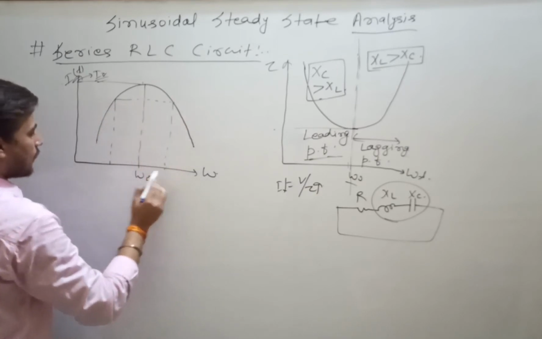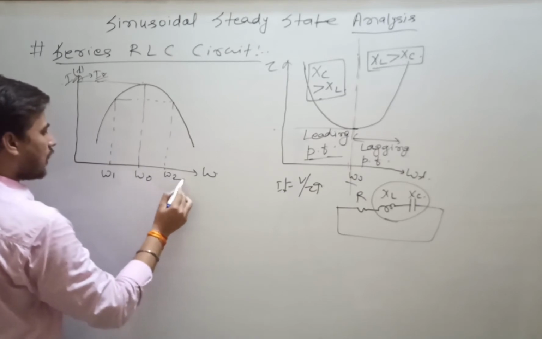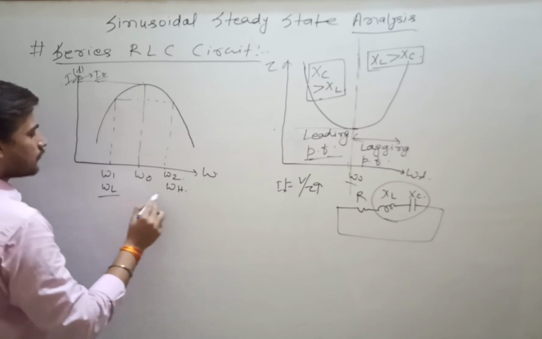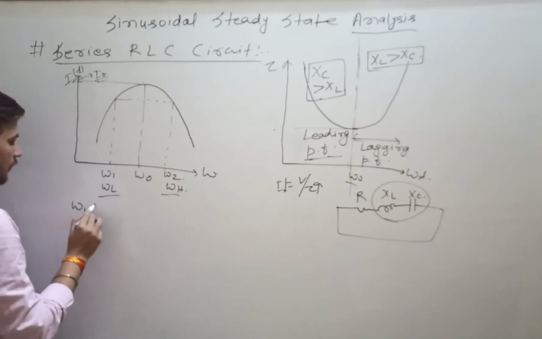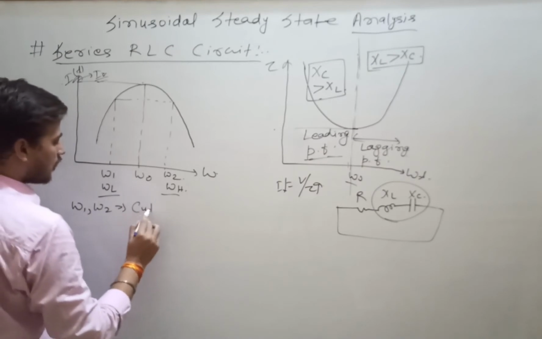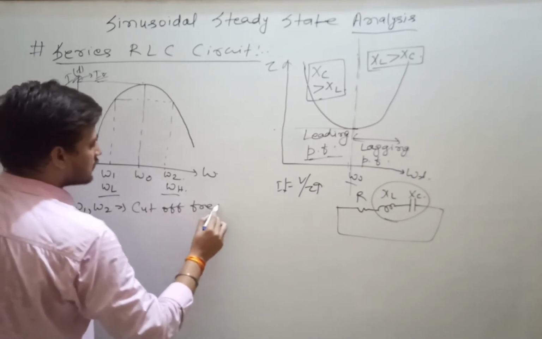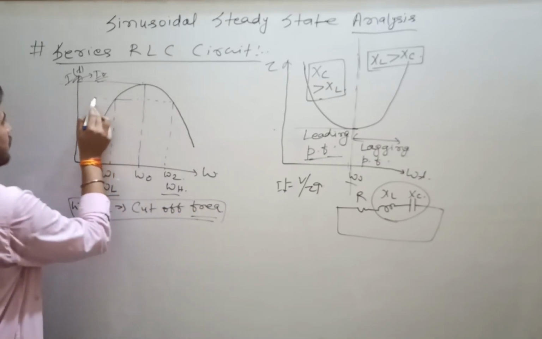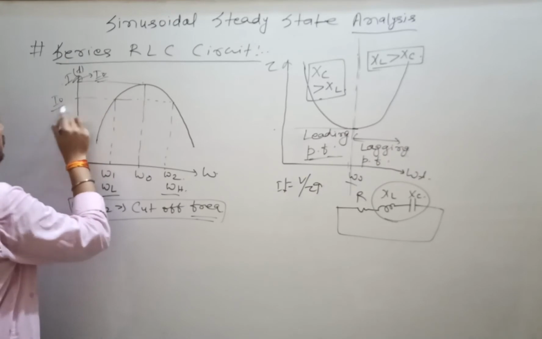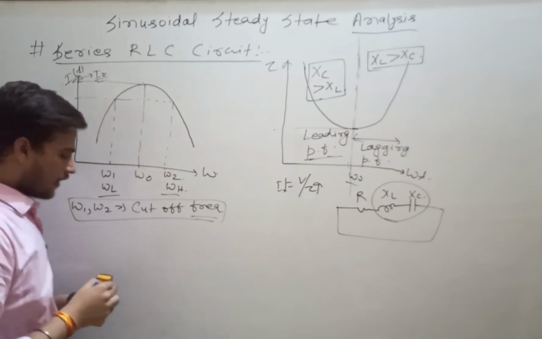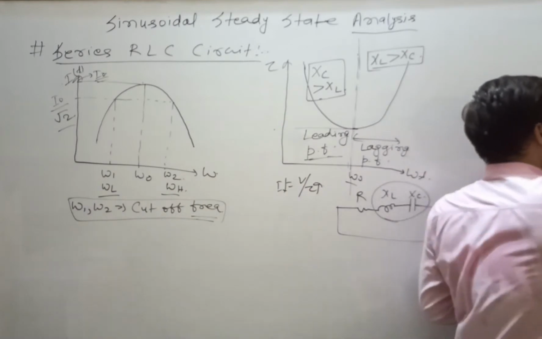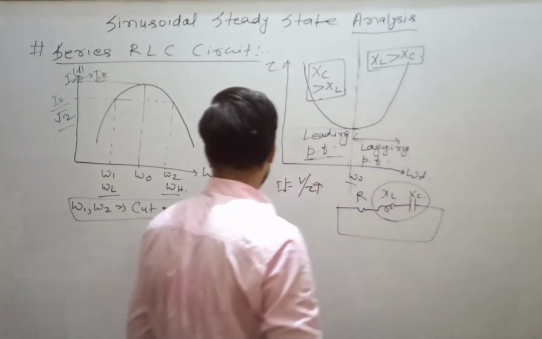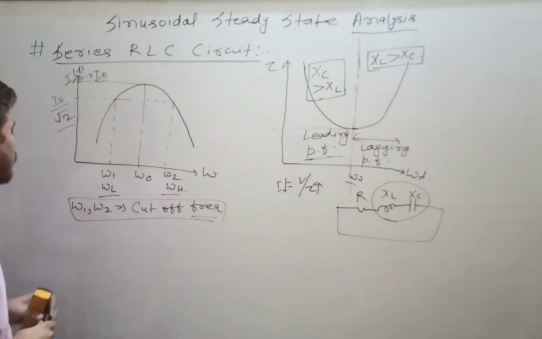This is your omega 1, this is your omega 2, or you can also say omega L, omega H. These two frequencies are called cutoff frequencies. So what is the meaning of cutoff frequency? At cutoff frequency you will see the value of current is equal to I naught divided by root 2. Clear?